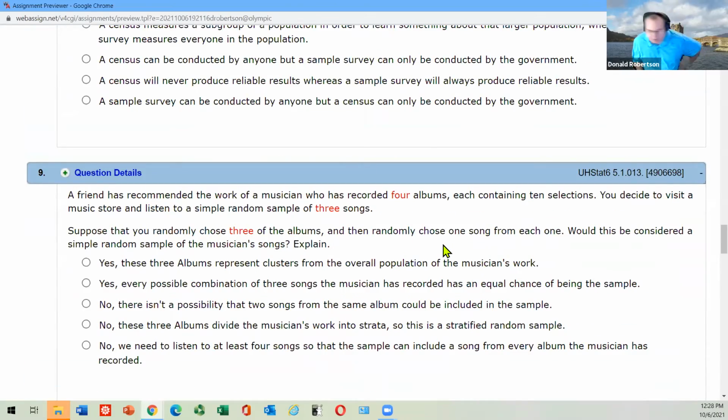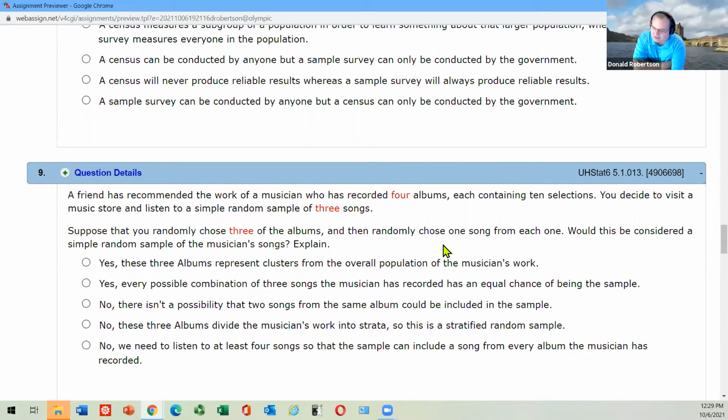Let me change the question. Let's do some other rock band. They have made 12 albums in their entire musical career, right? 12 in my story. You randomly pick one of those albums and then you listen to all the songs in that album. What kind of sample is that? Would it be a cluster? It would be a cluster, yes.